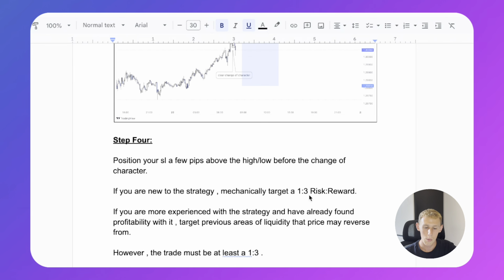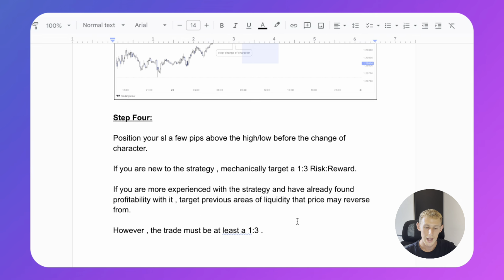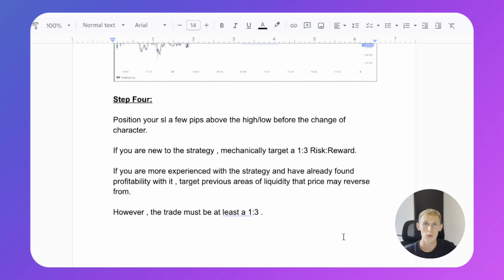And by the way, a 1 to 3 is not just some random number plucked out of thin air. This is based on around 5 or so years' worth of back-tested and forward-tested data that I've personally found, and over that data, a 1 to 3 was the optimal risk to reward based on me testing multiple different risk to rewards and multiple different break-even rules as well.